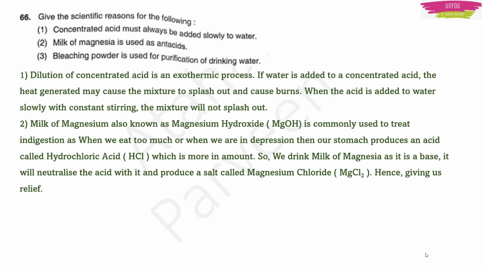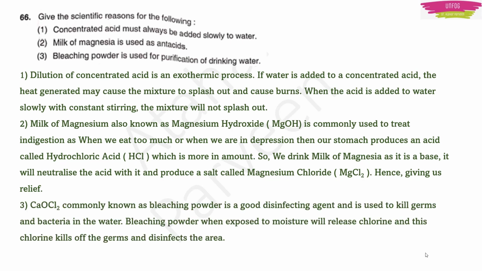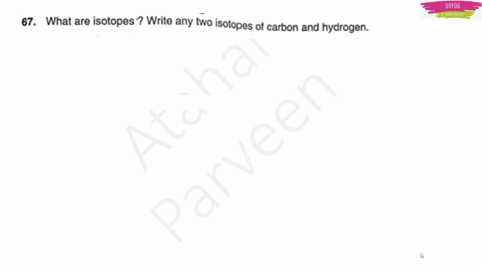Next is, why do we use bleaching powder for purification of drinking water? CaOCl2, commonly known as bleaching powder, is a good disinfecting agent and it is used to kill germs and bacteria in water. This bleaching powder, when exposed to moisture, will release chlorine, and this chlorine kills off the germs and disinfects that area. So this is the reason why we use bleaching powder to purify water. So, 3 give reasons, 3 marks. I may have given it a little bit elaborately. Maybe if you write point to point also, they will give you marks. Okay, moving on. Next question.